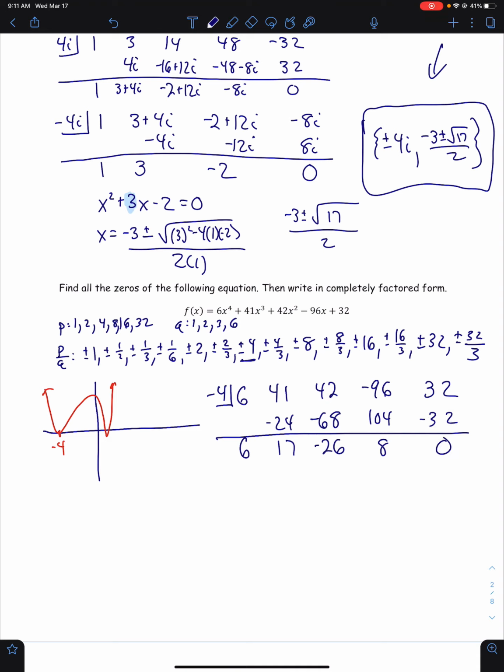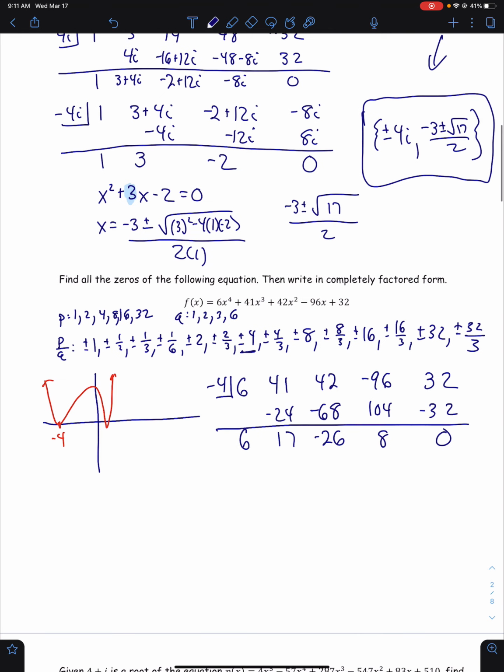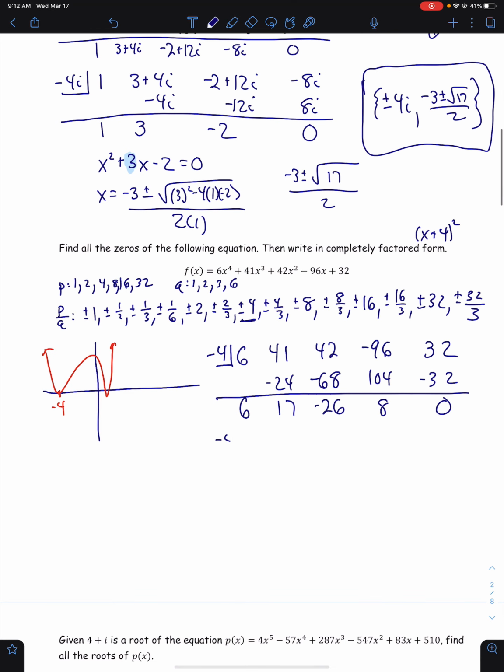And we get 0 as a remainder. So obviously we know -4 is a 0, and then it looks like it's bouncing. So I'm going to try -4 again, because I think it could be a multiplicity of 2. So the factor could be like x plus 4, and that quantity being squared. So I'm going to try -4 again. It might not work, but we'll see.